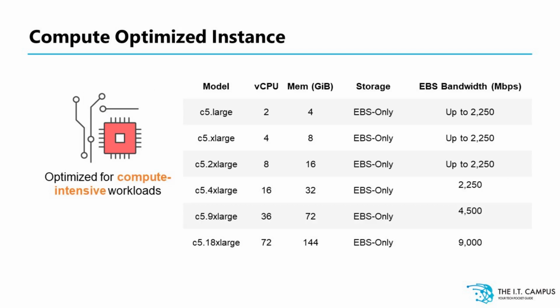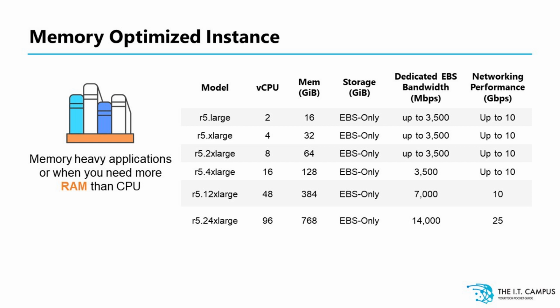Next is compute optimized instances. Compute optimized instances are ideal for compute bound applications that benefit from high performance processors. Instances belonging to this family are well suited for batch processing workloads, media transcoding, high performance web servers, high performance computing, scientific modeling, dedicated game servers, ad server engines, machine learning inference, and other compute intensive applications.